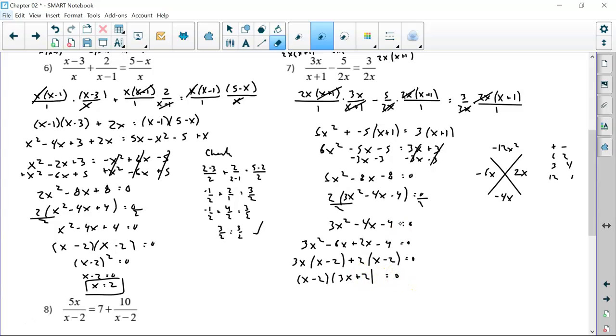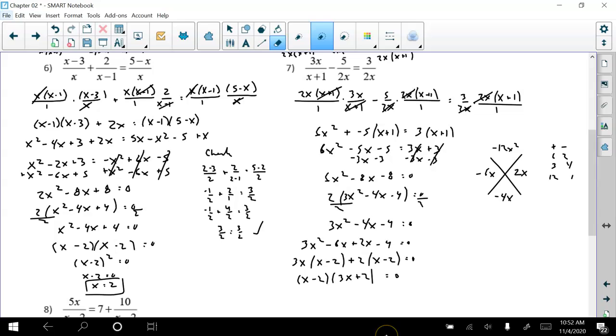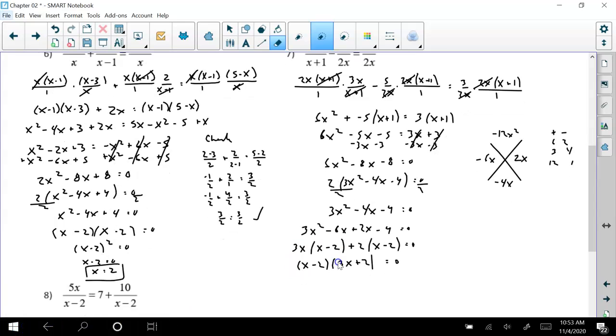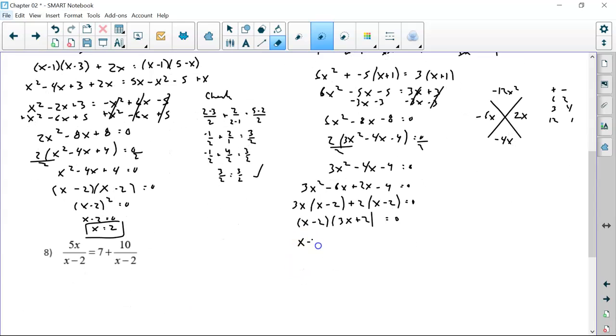So now, what we're going to do is set each factor equal to 0. We set each factor equal to 0, we get x minus 2 equals 0. 3x plus 2 equals 0. So x equals 2, and x equals negative 2/3.